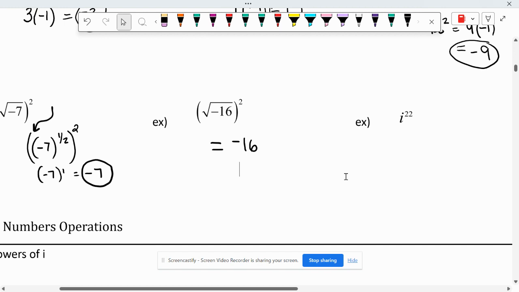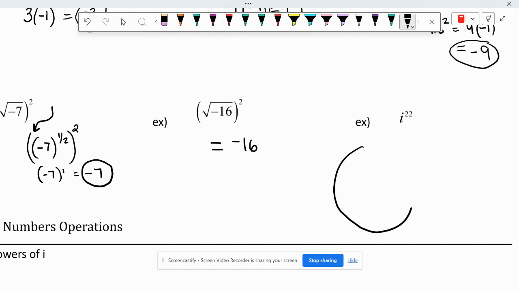So I want you guys to think back to Friday, and I'm going to draw my little circle again. Hang on a second. So this is i to the first power. This is how I learned it back in the day. Okay. So here's how I want you to remember that this works. Remember that i to the first power is just i. i squared is -1. i cubed is -i. And i to the fourth power is 1.